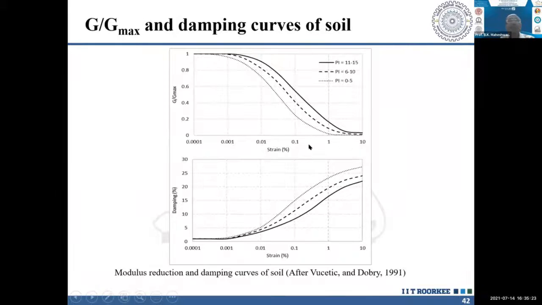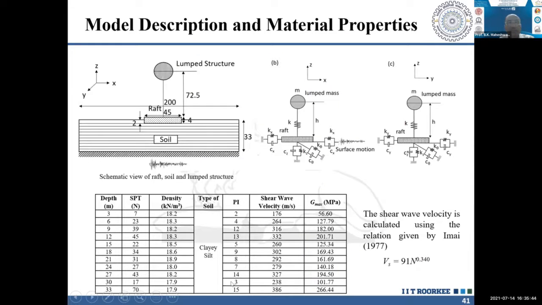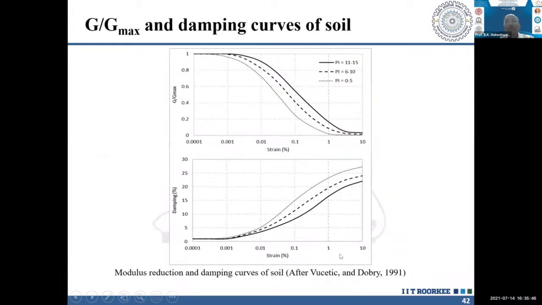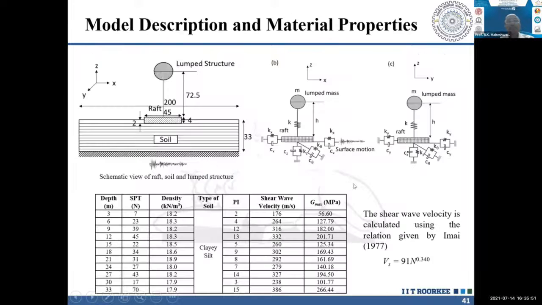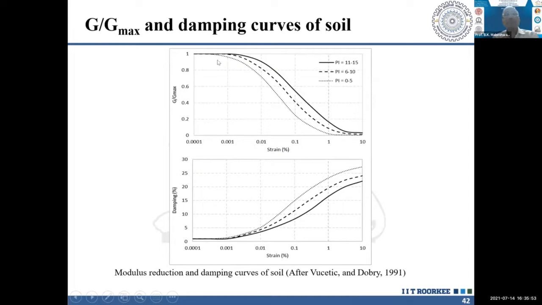What has been done right now is for the equivalent linear method, where the soil G by Gmax curve and damping ratio curves, this is called modulus reduction curves, and this is damping ratio curves. And this has been given by Vucetic and Dobry. And this is for different PI values of the soil. In the three different curves, it is for 0 to 5, 6 to 10, 11 to 15. So accordingly, different types of soil PIs are written here in this column. So different curves are used and analysis has been done. So these are the steps for the analysis, let me explain quickly. That we consider first of all up to which point this G by Gmax is 1.